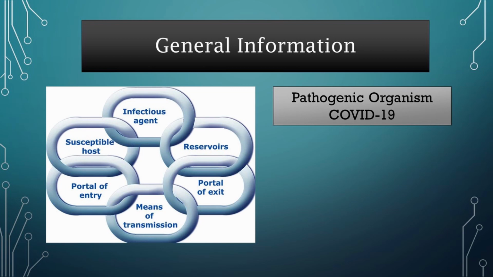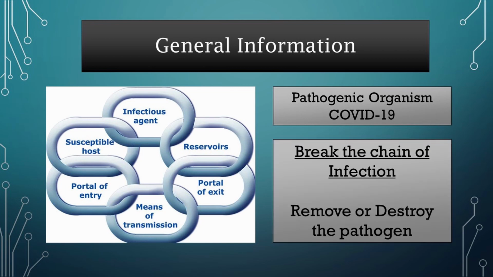The chain of infection begins with the presence of an infectious agent or pathogenic organism. Here we will describe the chain of infection for COVID-19 to break the chain of infection and prevent the spread of a pathogen like COVID-19. The pathogen needs to be removed or destroyed. A healthcare worker performing hand hygiene with alcohol-based hand rub to disinfect their hand is an example of breaking the chain of infection by destroying the pathogen.